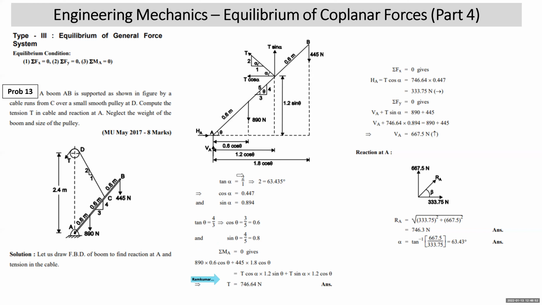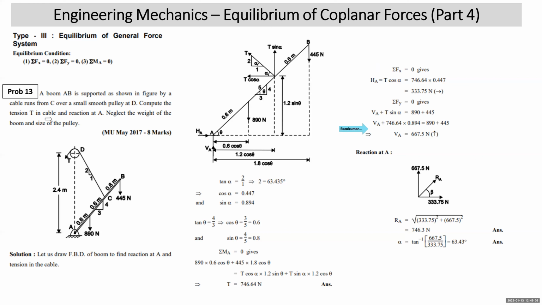Once you get the value of T, you can apply sigma Fx equal to 0. HA is equal to T cos alpha. You get HA. Sigma Fy is equal to 0. VA plus T sin alpha is equal to 890 plus 445. That gets you the value of VA.